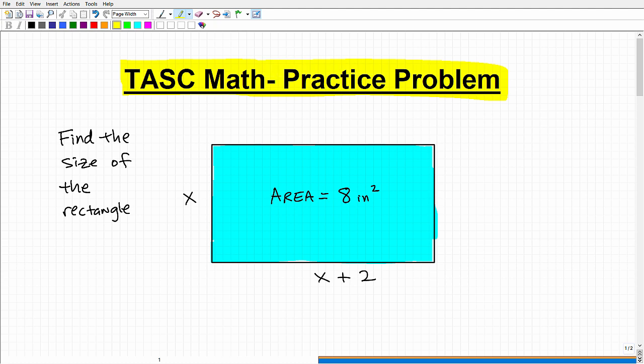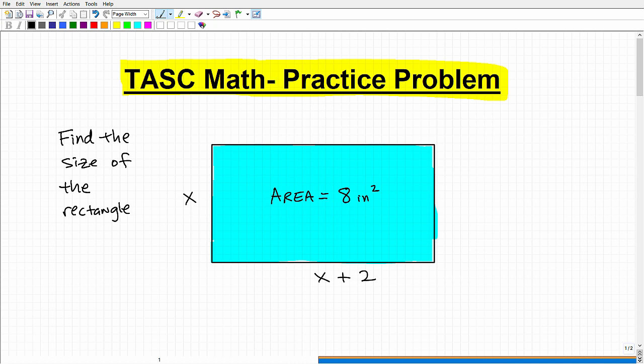Now, this isn't off an actual exam, but this is very much representative of the type of skills that you're going to need to have in order to do well on the TASC. So let's take a look at this problem and then we'll solve it step by step. And if you haven't tried it, I'll explain it. Maybe you want to pause the video and give it a whirl.